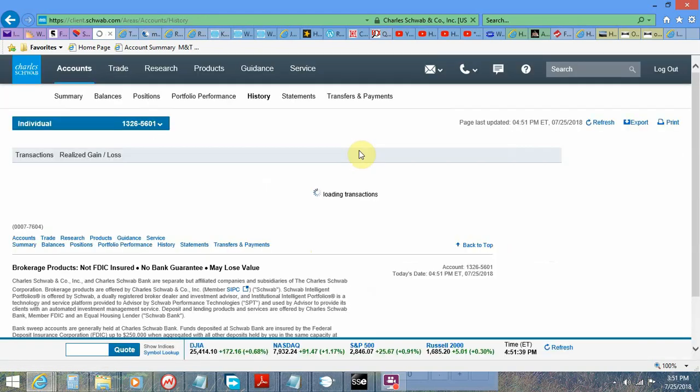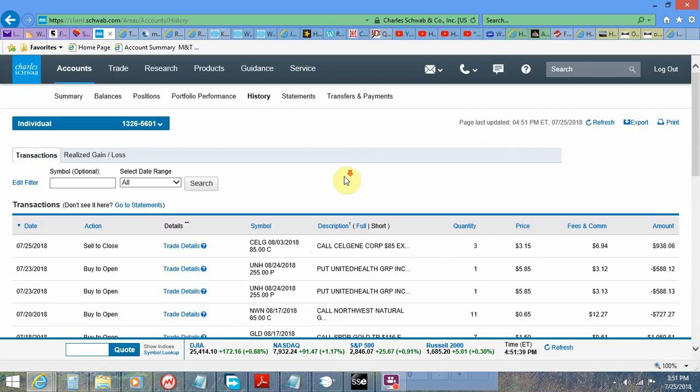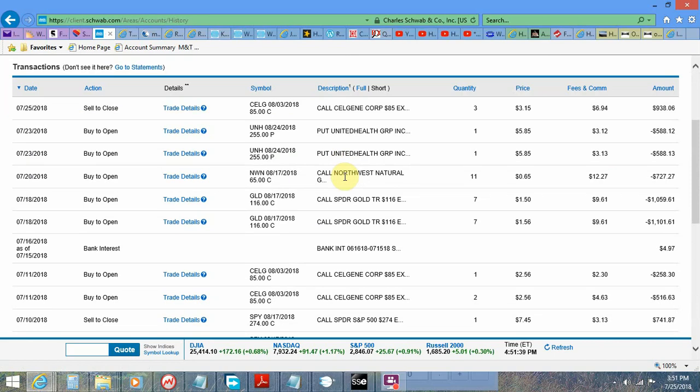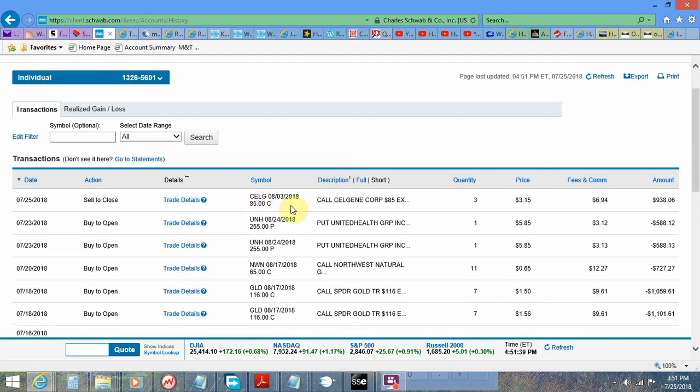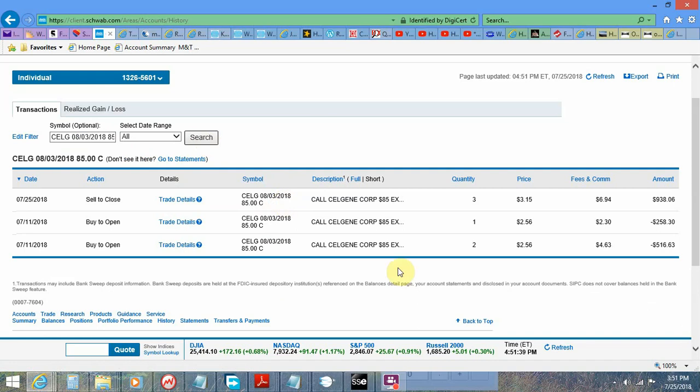Back on the transactions, you see everything on this screen, but if you copy and paste, or highlight this and move it over, it eliminates everything else. It only shows that trade. So that's your CELG trade. I bought to open, and this was done in two transactions. They didn't do it in one. You see two contracts plus one contract, and they all add up.